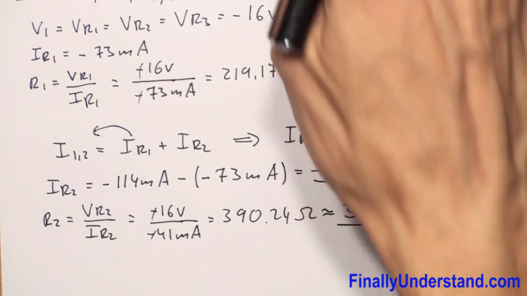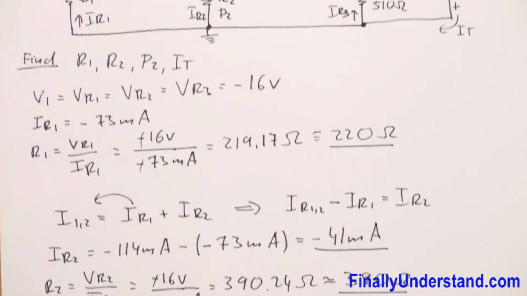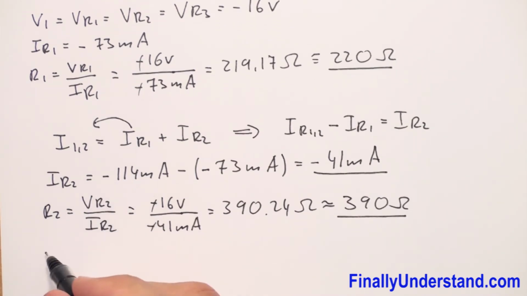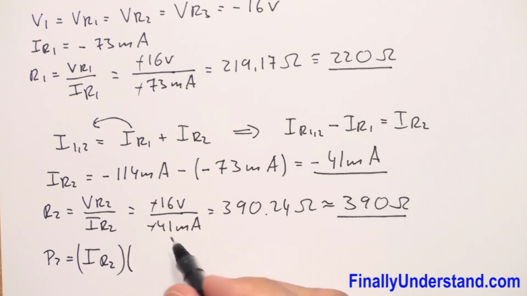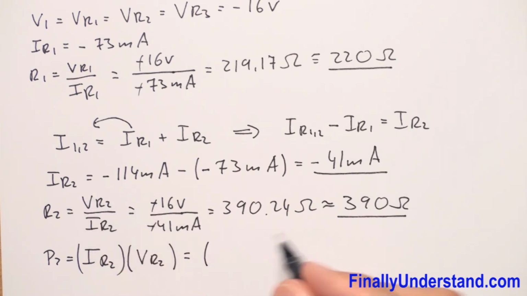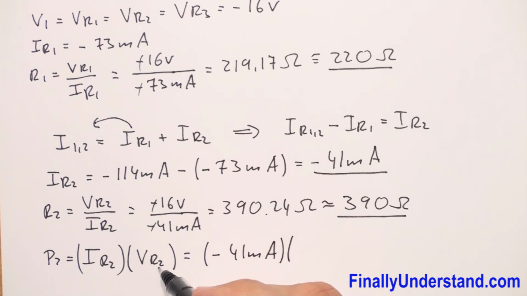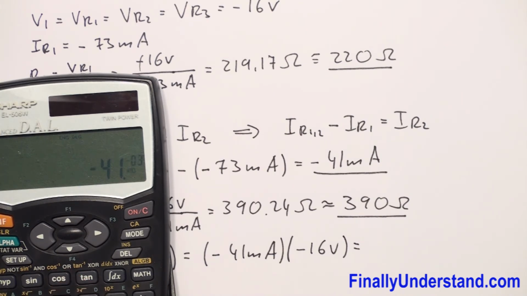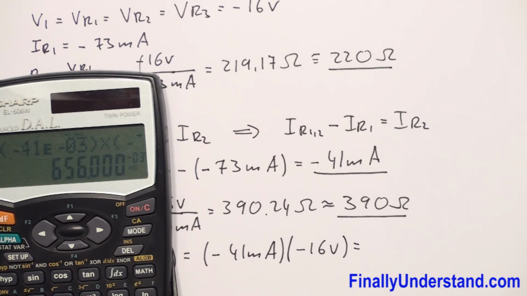Next, I'm supposed to find P2, because I have the current which goes through resistor R2, and I have the voltage across resistor R2. I can find power very easily. P2 is equal to IR2 times VR2, and IR2 is simply negative 41 milliamps times VR2, which is equal to negative 16 volts. This is equal to 41 times 10 to the negative 3 times 16, which is equal to 656 milliwatts.